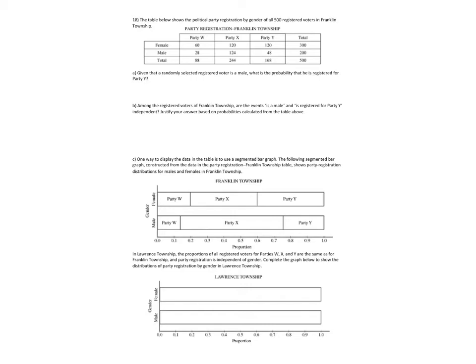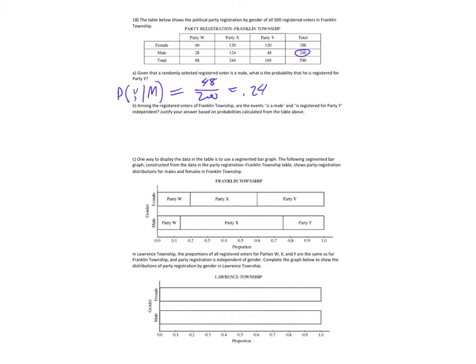Number 18 starts off with a straight two-way table. We are given gender and a political party of some sort. The first question: given that a registered voter is male, what is the probability that they're party Y? So this is party Y given male. Again, you have to worry about that notation. Given that you're male, there are 200 males, and 48 of those males are in party Y. So this is 0.24, or 24% of the males are in party Y.